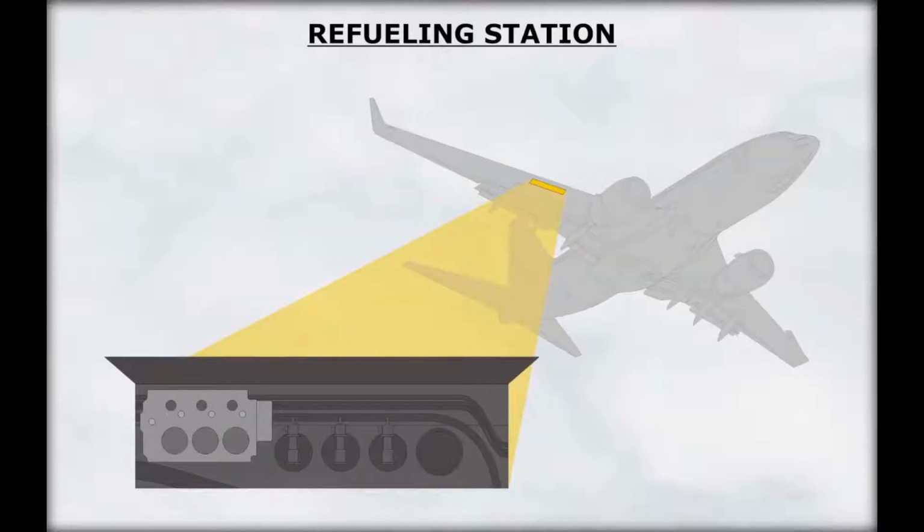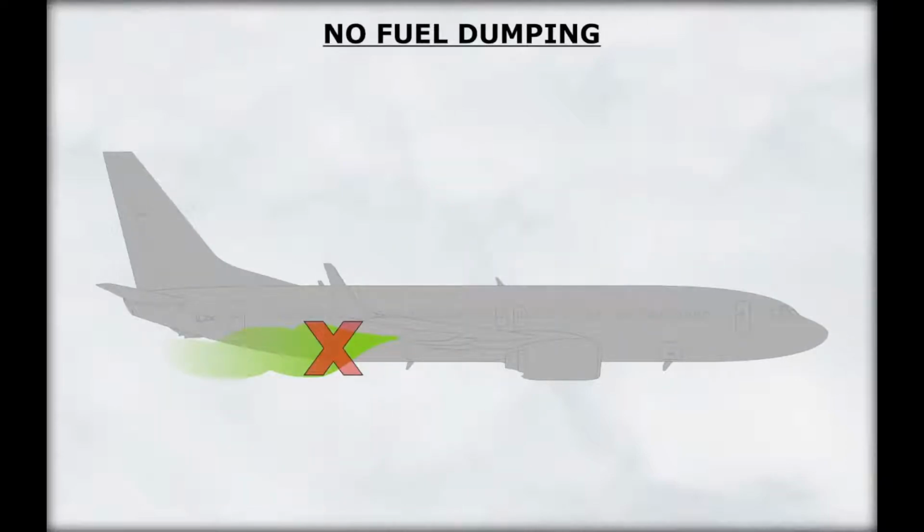Fueling and defueling is accomplished from the single-point refueling station located in the right wing leading edge. This panel is used to refuel, defuel, and perform tank-to-tank fuel transfers when the aircraft is on the ground. There is no capability to transfer fuel while the aircraft is in flight. Since the maximum takeoff weight is not much greater than the maximum landing weight, there is no provision for fuel dumping.